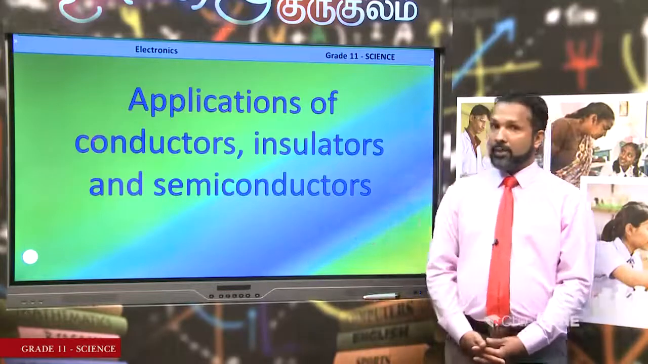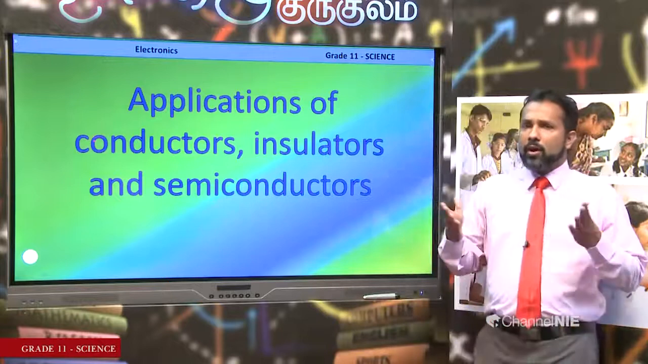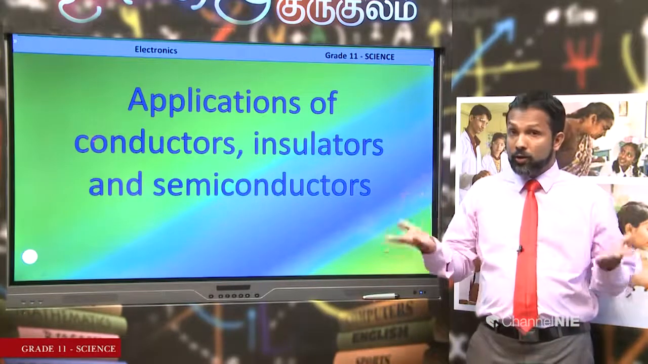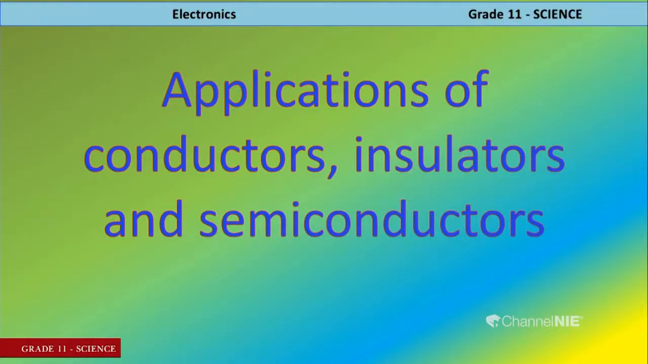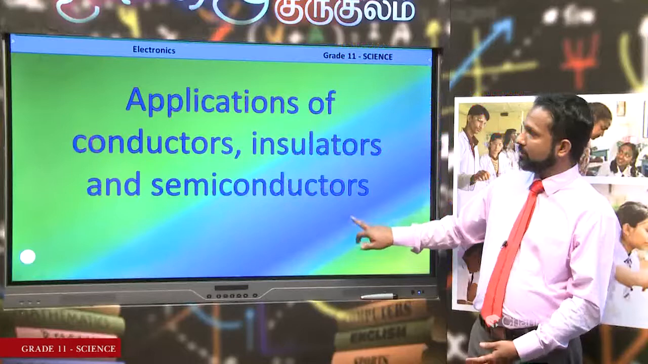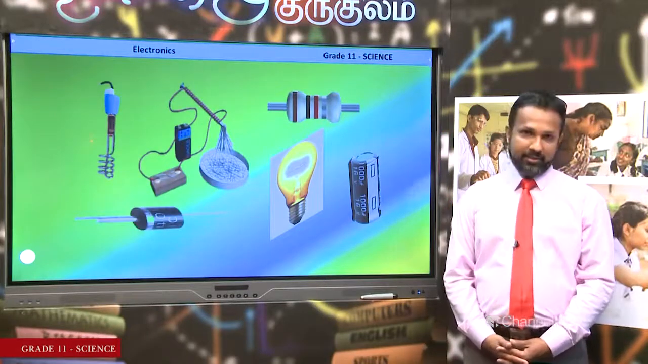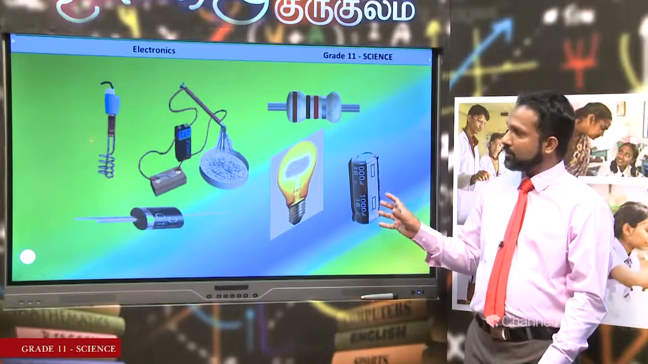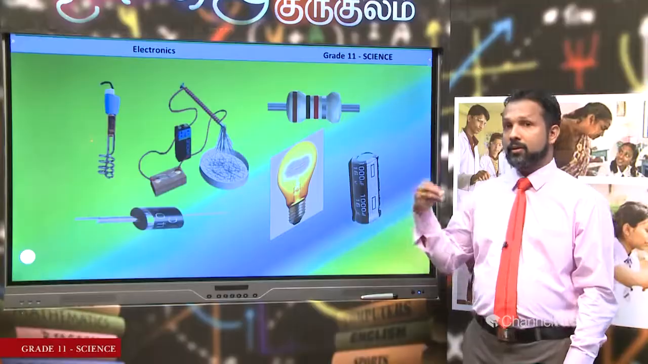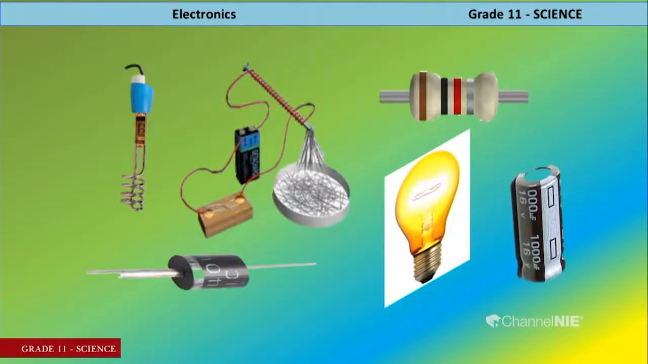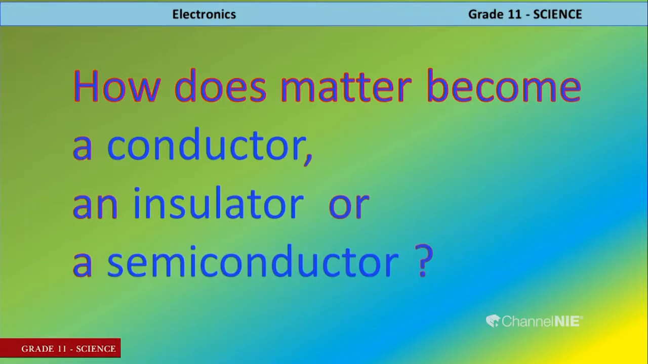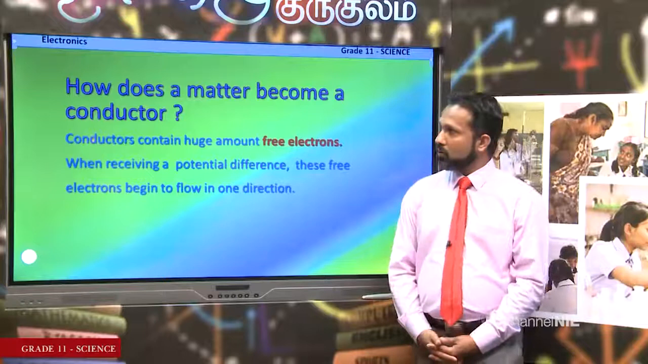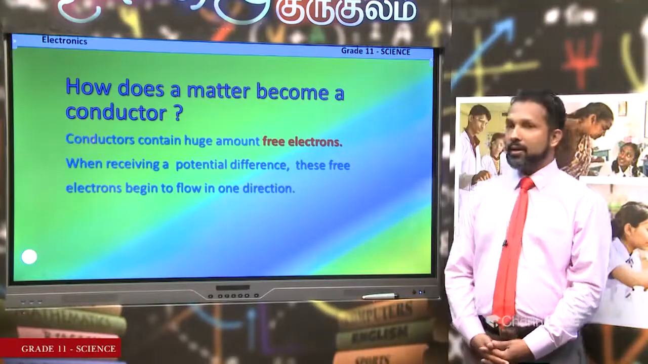Then we have to understand where we apply these conductors, insulators and semiconductors in our day-to-day life. These are some examples. When you think about these appliances, we use semiconductors, conductors as well as insulators. Now, how does a matter become a conductor, an insulator or a semiconductor? What do you think about that? Let's learn. How does a matter become a conductor?